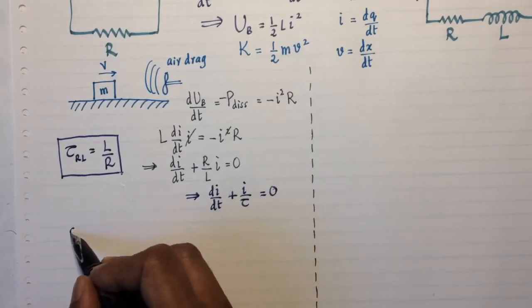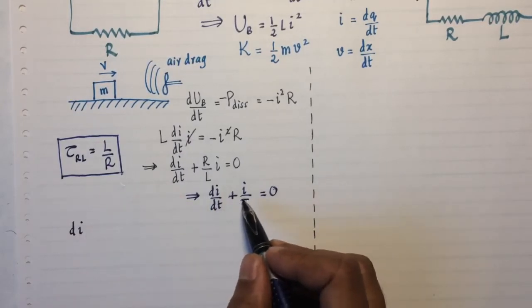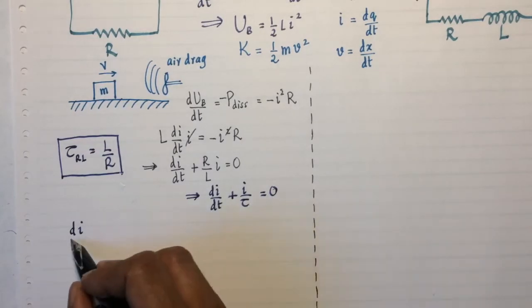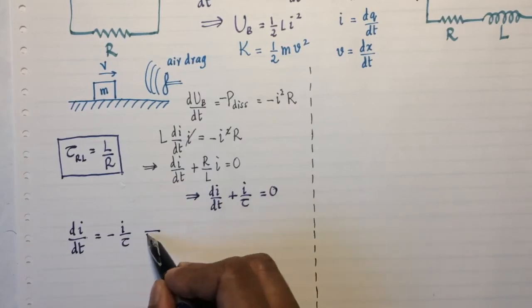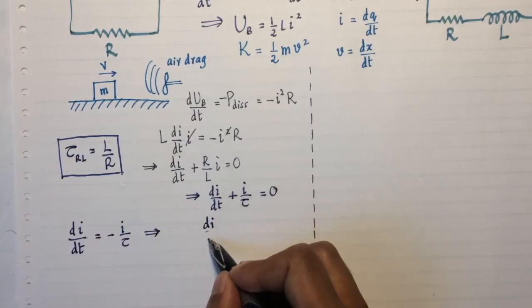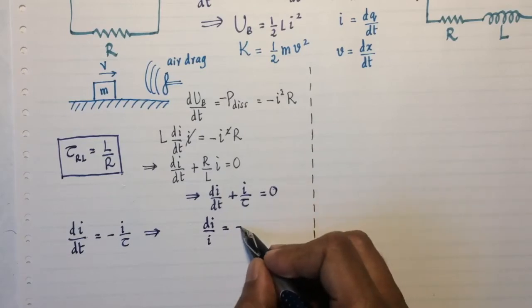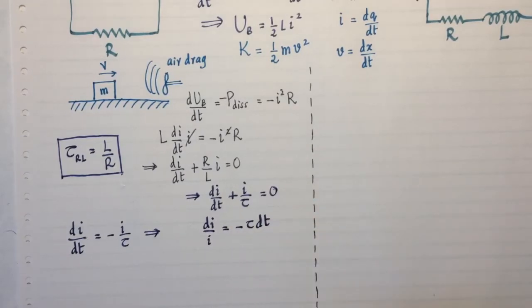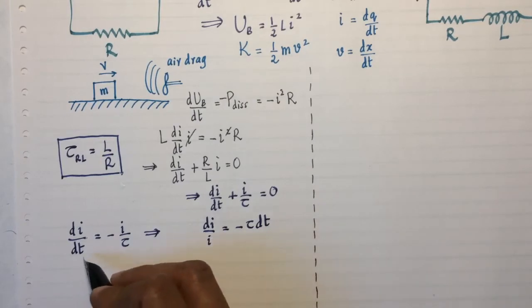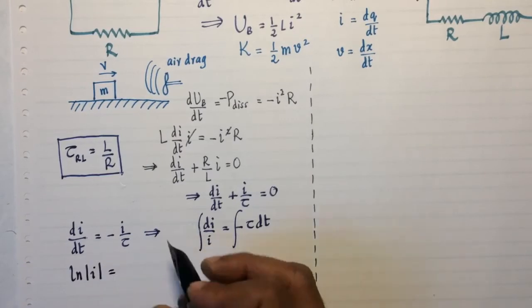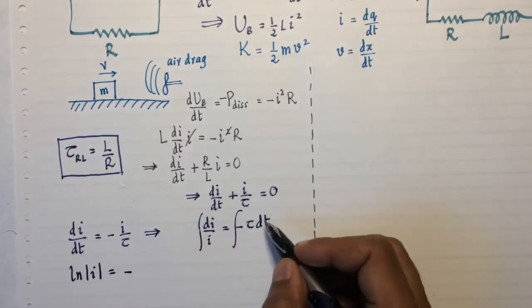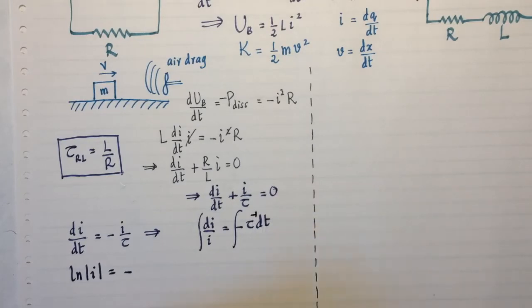So I write this as di by dt, I take first this to the right side, so I get di by dt equals minus I over tau, and then I separate the variables. So I'll get di by I equals negative dt over tau. We are done almost. Integrate both sides. If you integrate both sides, you're going to get a constant of integration. So I'll get natural log of I equals minus t over tau plus the constant.